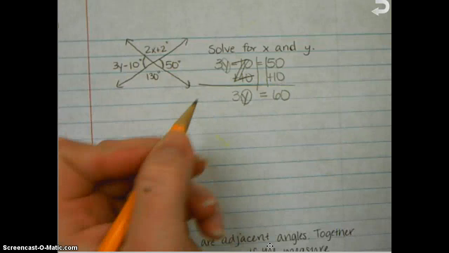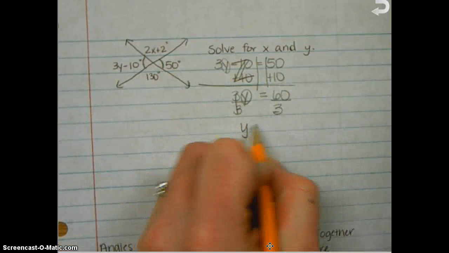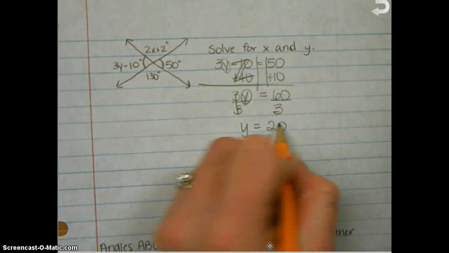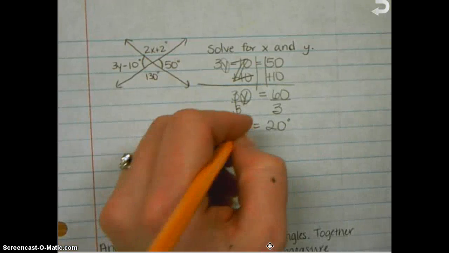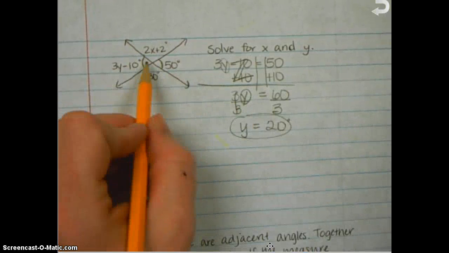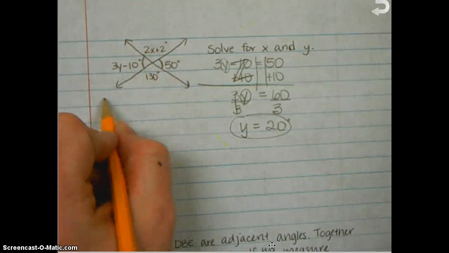Y is my variable. To get it by itself, I need to divide it by 3. That's 1, I'm left with y. 60 divided by 3 is 20. So I know y is 20 degrees. For x, because these two are vertical angles, they'll be congruent. So I can do the same thing.